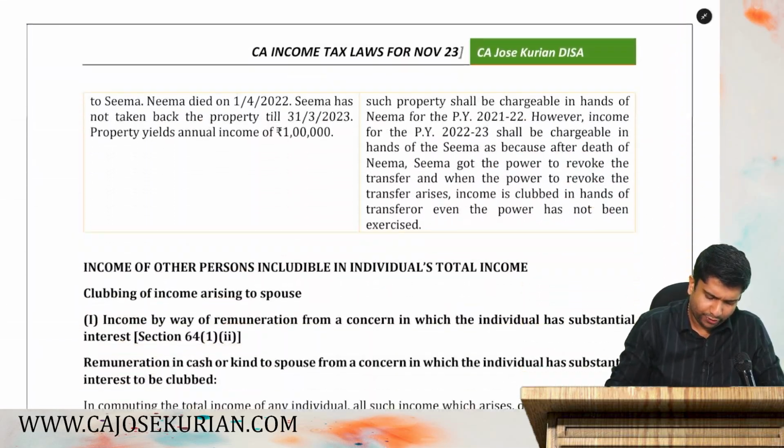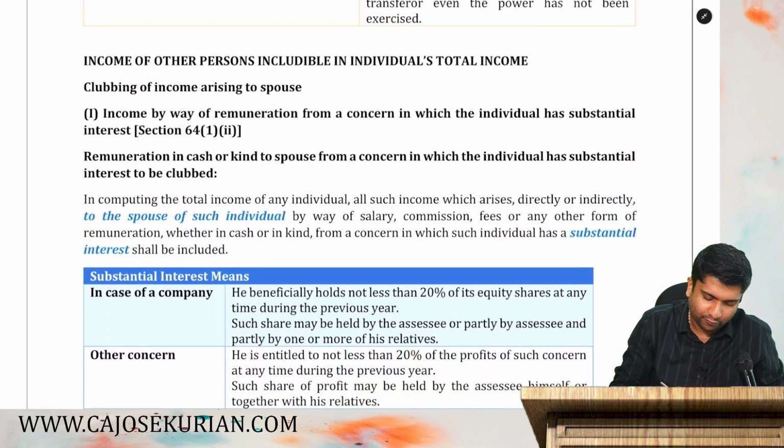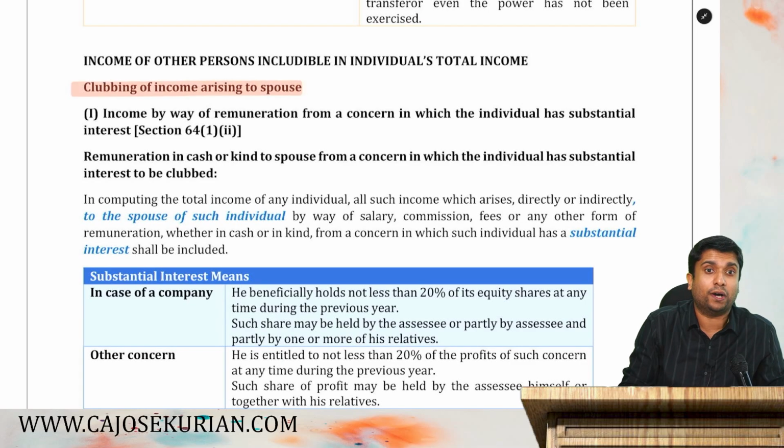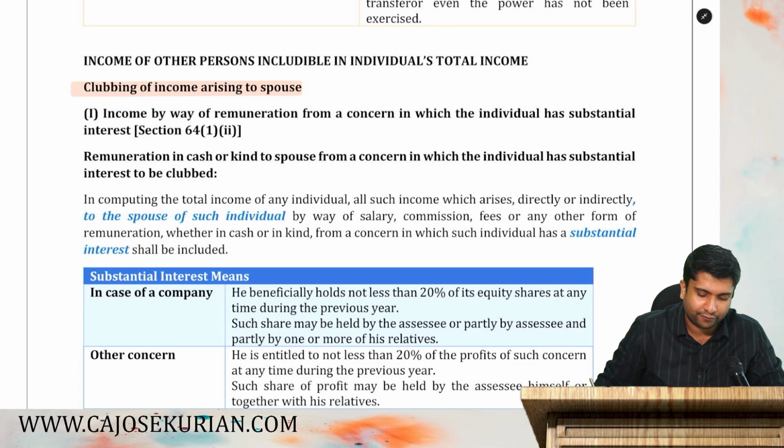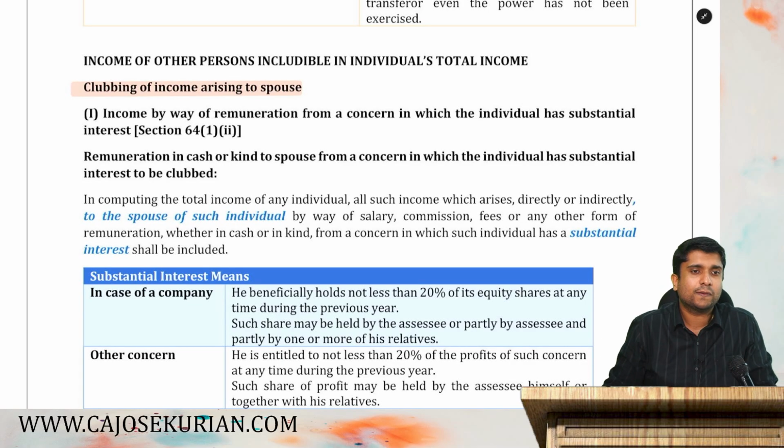Now, moving on with the next scenario. These are wonderful scenarios. Clubbing of income arising to spouse. That is the 3rd scenario that we have to discuss. What do you mean by spouse?